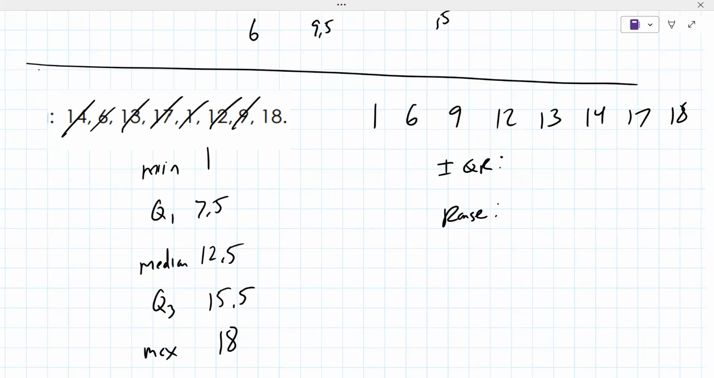Well, the IQR is 7. Say again? 8. Okay. And then the range is 17. Okay, all right. Any questions on that? No.